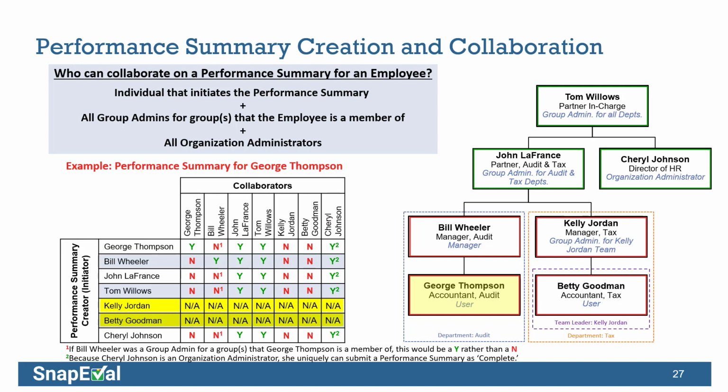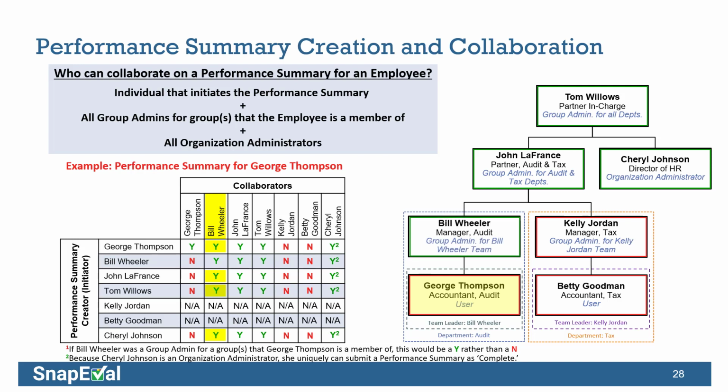Kelly Jordan and Betty Goodman, they're not allowed to even initiate a performance appraisal for George Thompson. So it's really not applicable for them. So that's why you see the NAs in the rows here by Kelly Jordan and Betty Goodman. So essentially, this defines who is allowed to participate in the performance summary creation and collaboration process.